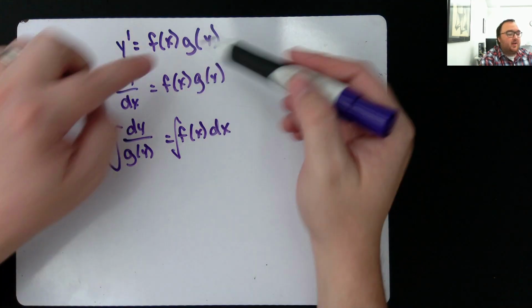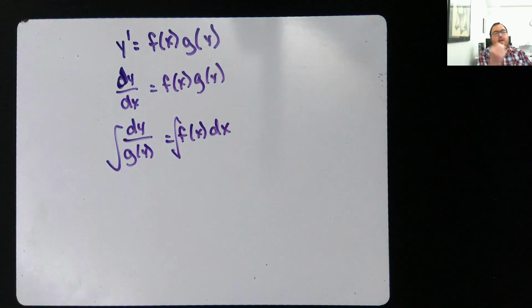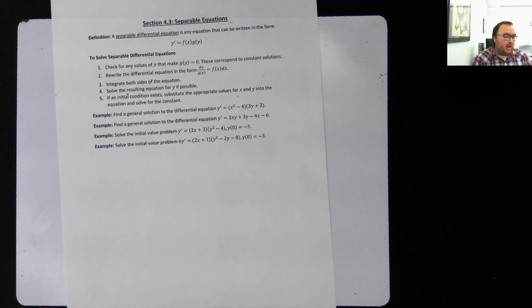So what I want to do is move everything with y over here, take the antiderivative, and then after I do that, solve it for the y. This is going to use a lot of those tricks and strategies we learned in chapter 3, so it's a good idea to have that down before starting this. So example number 1, find a general solution to the equation y prime equals x squared minus 4 times 3y plus 2.